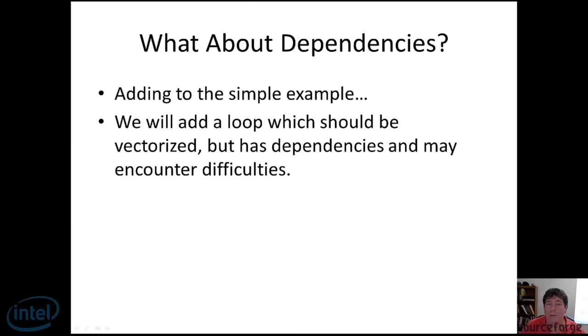Sometimes vectorization loops, however, have dependencies that prevent them from being fully vectorized, or maybe even auto-vectorized at all. So we're going to add to this simple example a loop which should be vectorized, but has dependencies and may encounter difficulties.